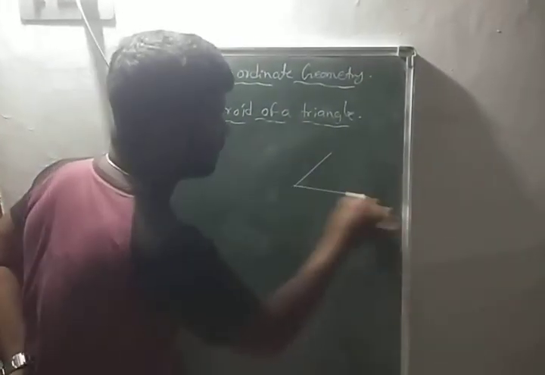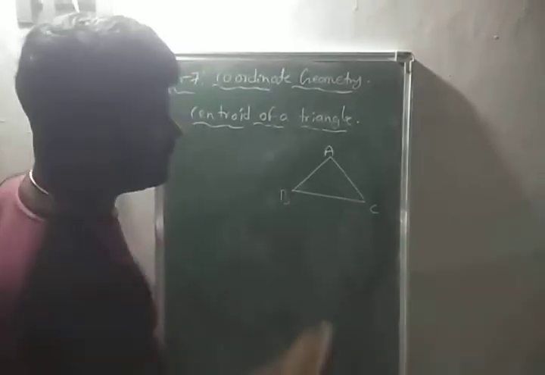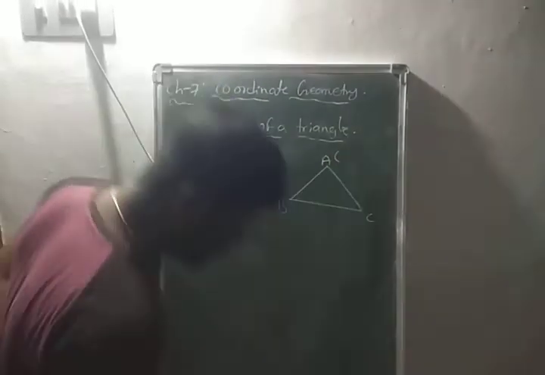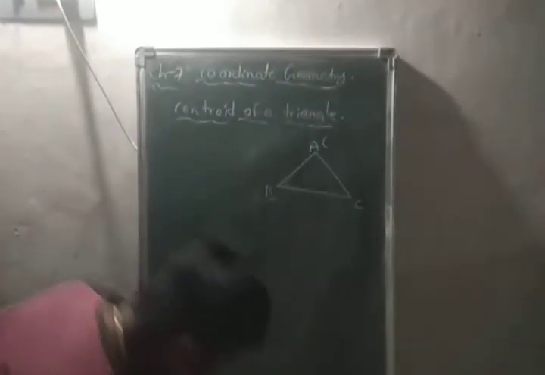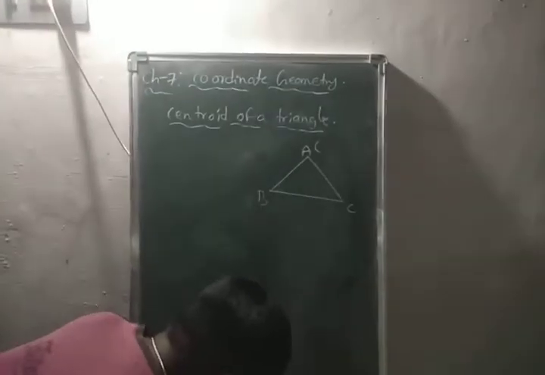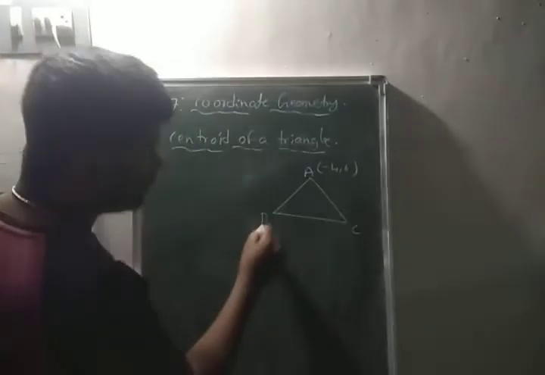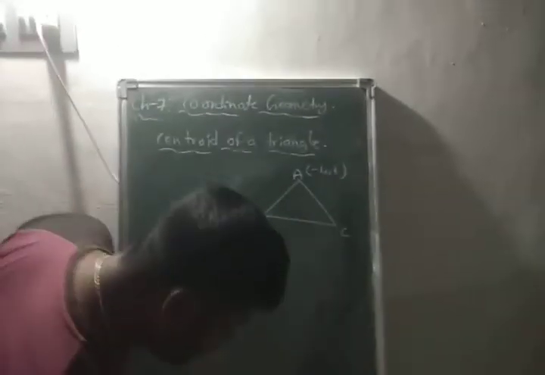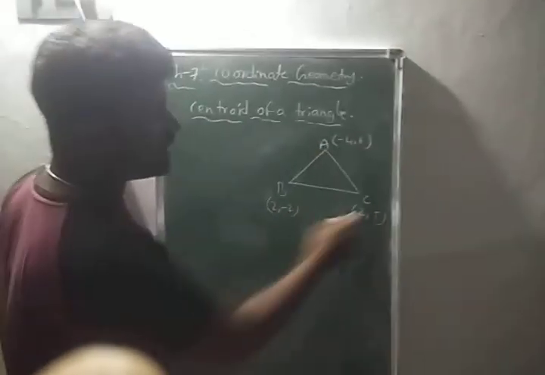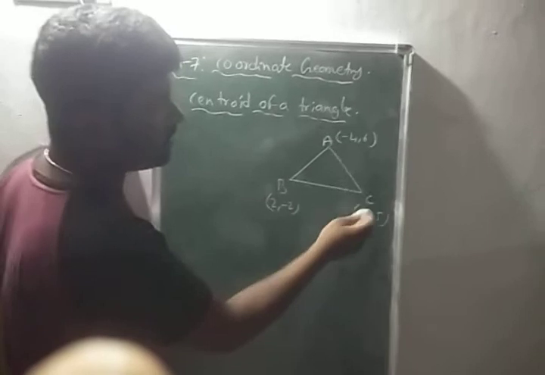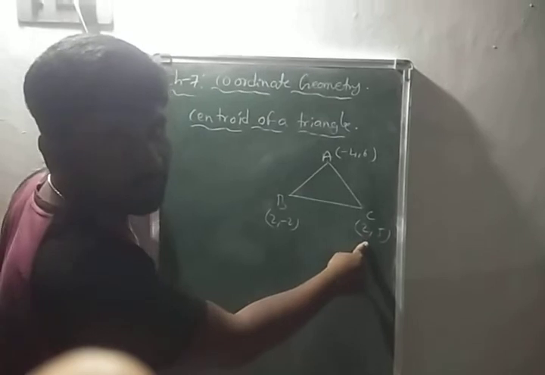Now see how to find the centroid of a triangle. The coordinates are given. So this is A, B, C. Here the points are given: -4, 6 is point A, and point B is 2, -2, and C is 2, 5. The vertices of a triangle ABC are given: -4, 6, 2, -2, and 2, 5.